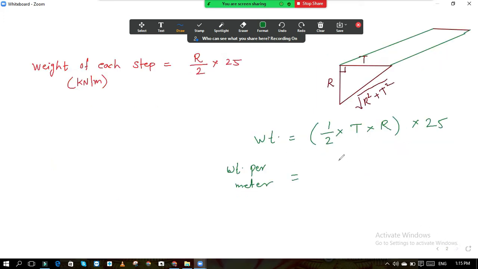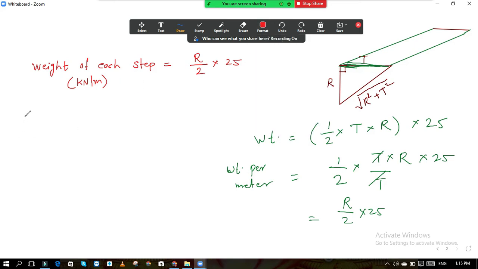So per meter length means what? Half into tread T into riser R into 25 density. You should divide this by the tread. Tread is the horizontal distance, the horizontal length. This is the length per meter, so you have to divide by the length. So this T will get cancelled, and the final formula you get is R by 2 into 25. That is what is written over here for the weight of each step.